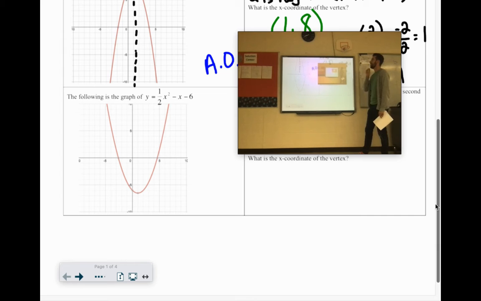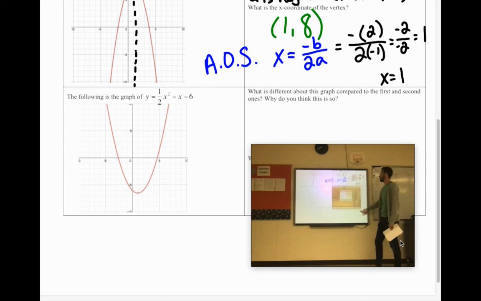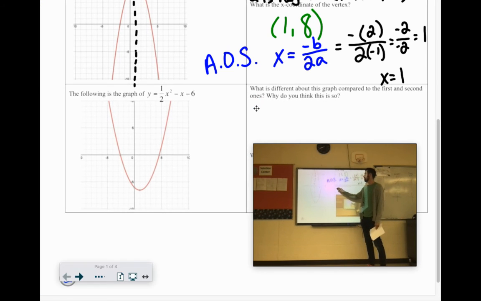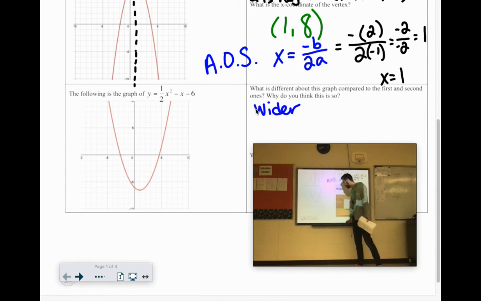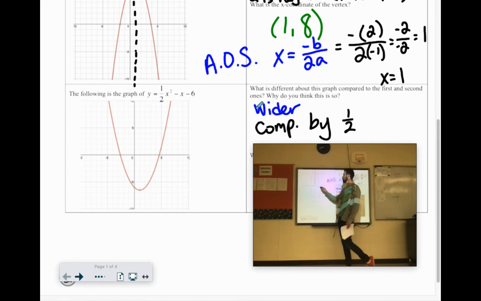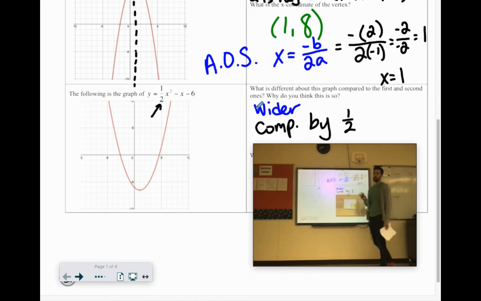The following is a graph of 1/2 x squared minus x minus 6. What's different about this graph compared to the first and second ones? Why do you think this is so? Well, it's wider. And why do we think that is? Because we have a compression. Compressed by 1/2, right? Because that's the number in front of the x squared. So it follows that same stretch compression rule that we had in vertex form. So that handles that question.